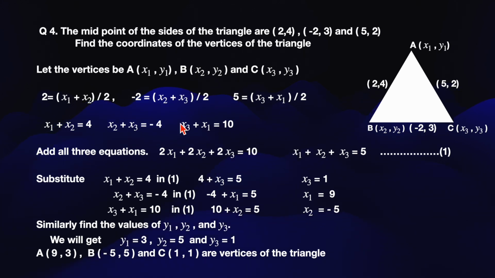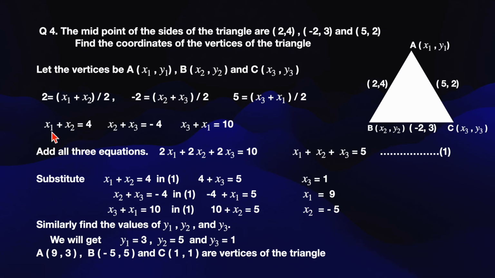Now these three expressions we are going to add. When you add, you will get 2x1 plus 2x2 plus 2x3 is equal to 4 minus 4 plus 10, that is equal to 10. Simplify it further, you get x1 plus x2 plus x3 is equal to 5. This is equation 1. Now with this, we are going to find the values of x1, x2 and x3.